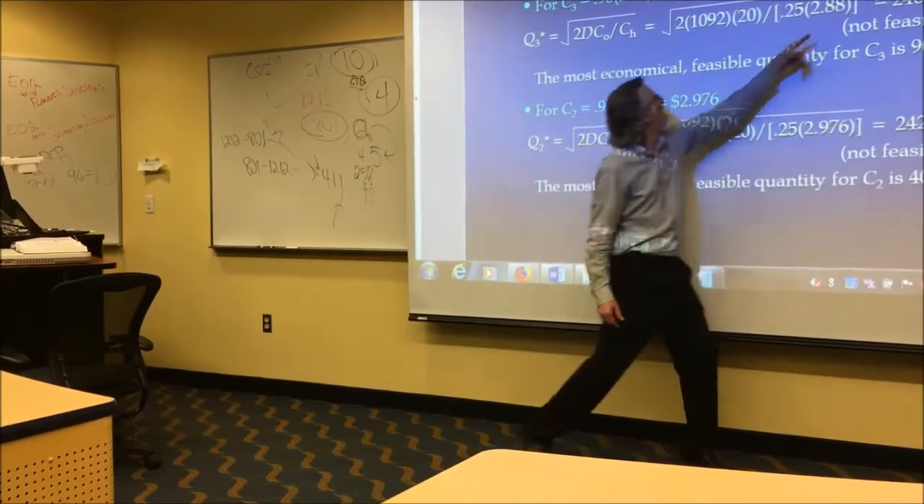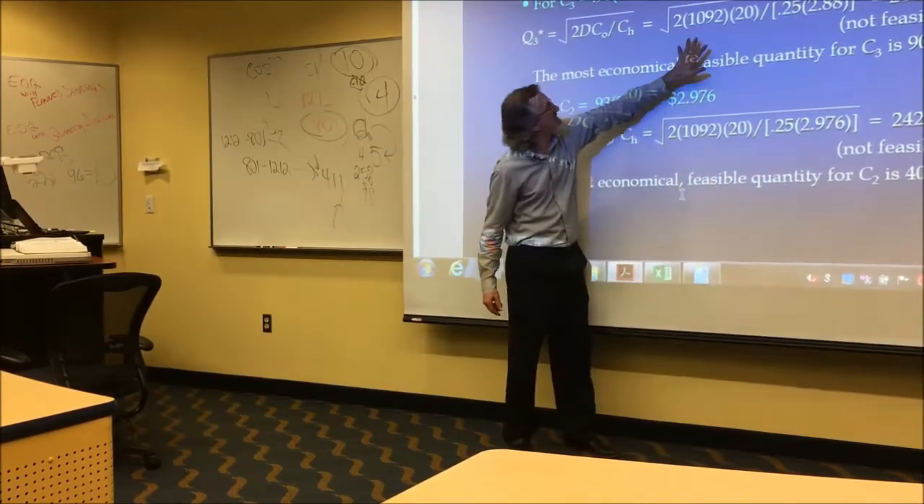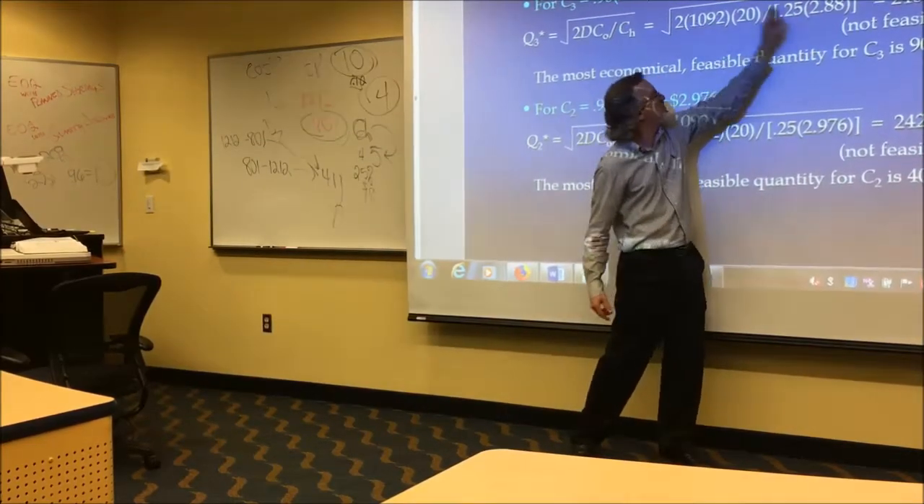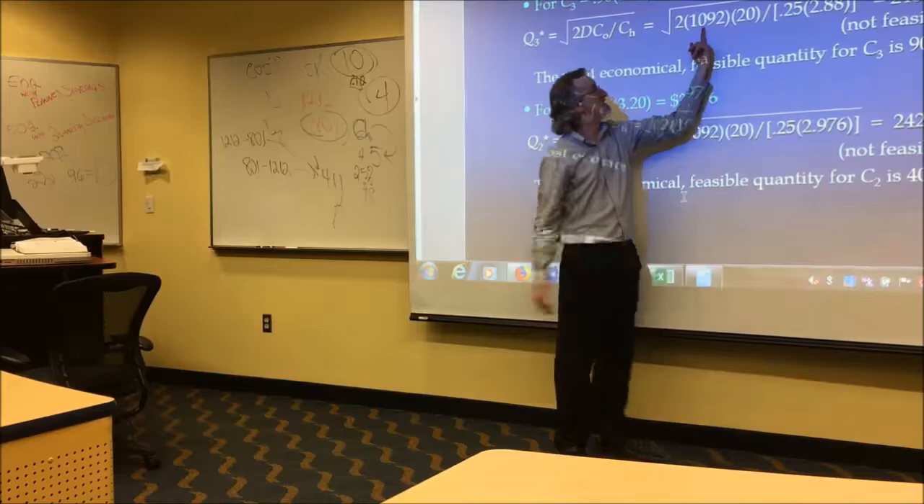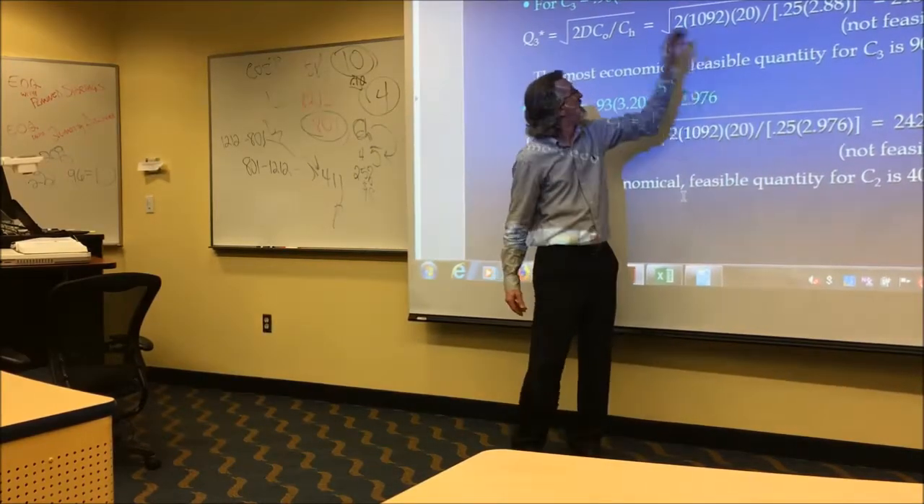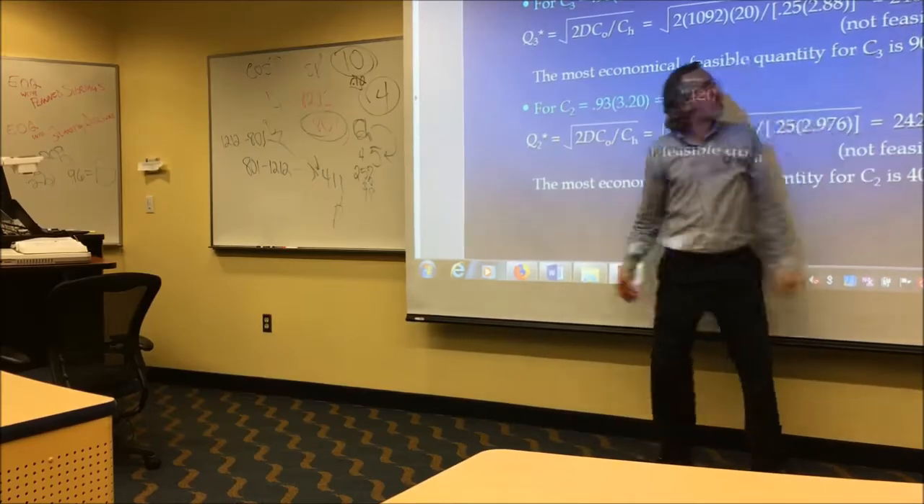Our demand stays the same. That's all that changes here. So our holding cost is the only thing that will change at each price level. Our demand's always 1,092. Our ordering cost is always 20. This is always a 2. We calculate this out. 246.31.